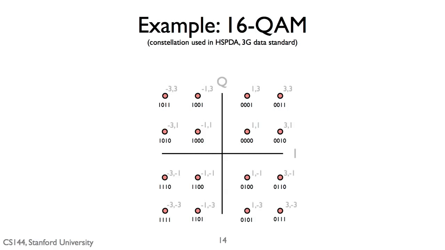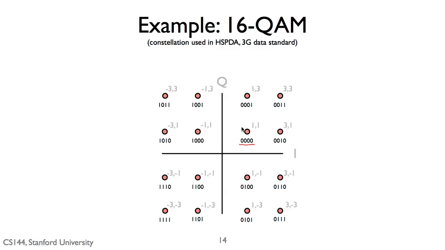This is the IQ constellation used in HSPDA, which is a 3G data standard. As you can see, there are these values from 3 to -3, and they map to different bits. Here I've shown in gray the I and Q values, right? So here's an I of 3, a Q of 1, I of 3, Q of 3, I of -1, Q of 1, sorry. And then the represented bits above the physical layer. So here's an example IQ constellation for 16 QAM.